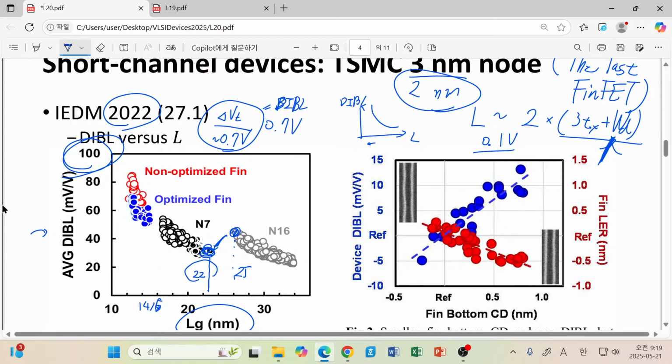So this is quite important graphs we have to remember. What device engineers wanted to do, when they introduce a new technology, is reduce their gate length. Why did they want to reduce the gate length? Gate length is a component which determines CPP. So what is CPP? Contact poly pitch.